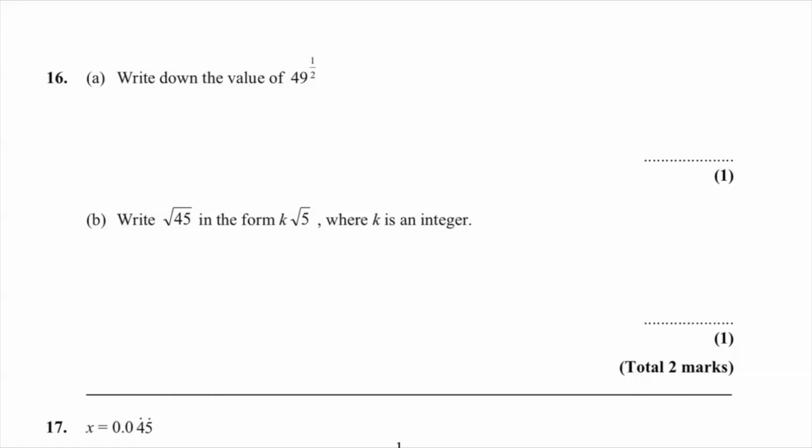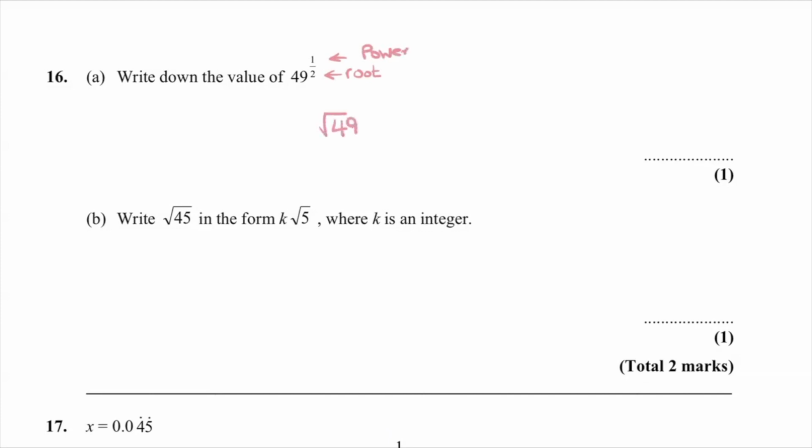Okay, our next question. We've got an indice, 49 to the power of a half. We need to know that the denominator of the fraction is what we root by, and the numerator is our power. So this is a really simple one. We're just going to square root 49 to give us 7. Now, technically, it's plus and minus 7. However, they're going to accept 7, so don't worry too much about that.